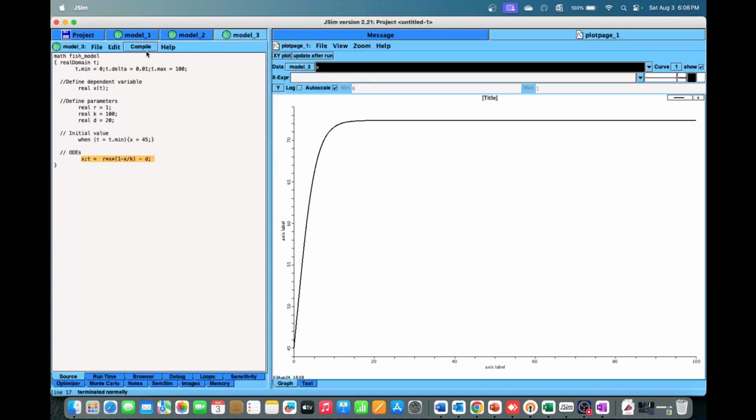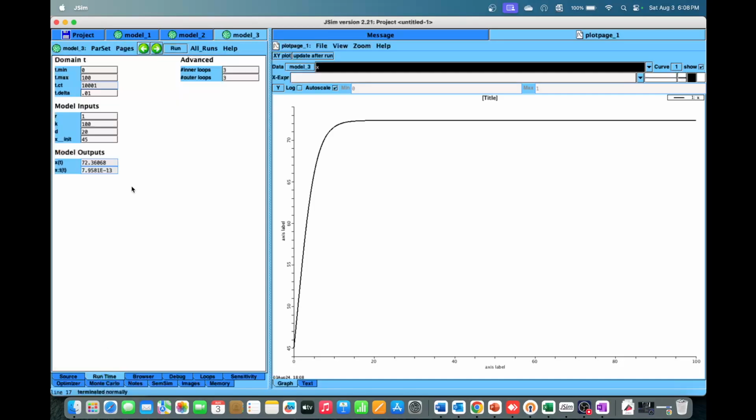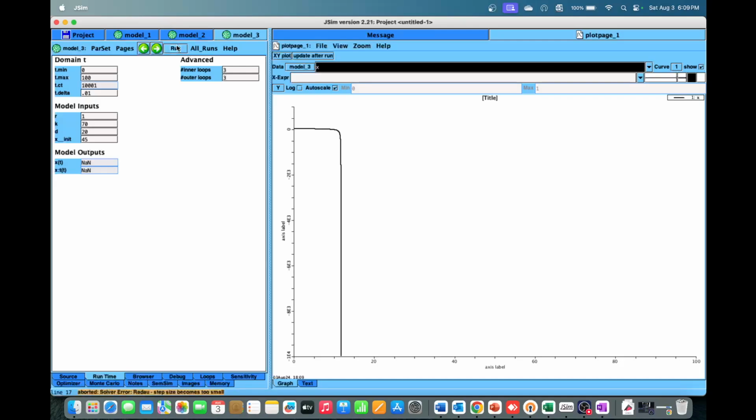If you just change the value of k, so as you can see this is at 100. If you change the value of k to say 70 and run again, sorry, I think some other things changed as well.